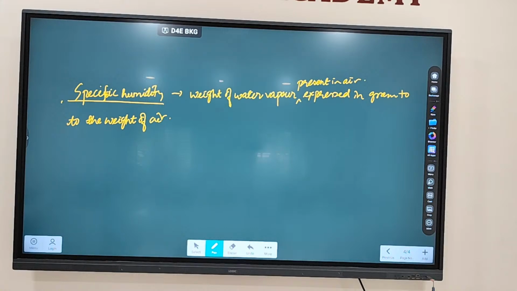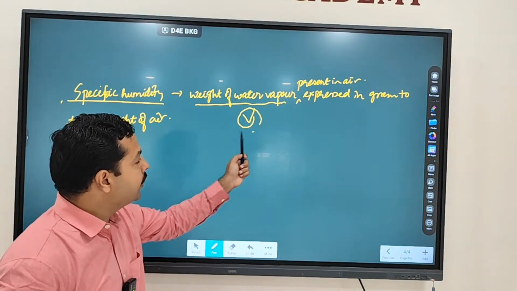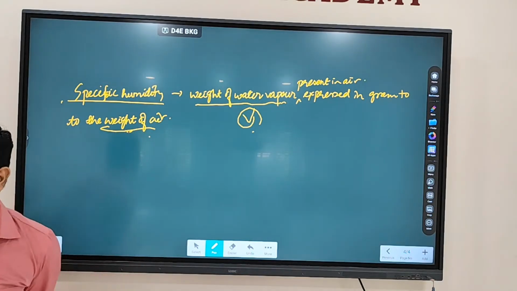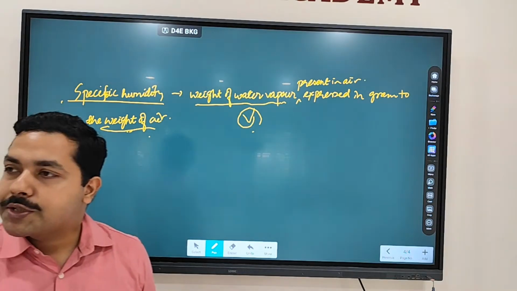So what is the difference that you are finding between the definition of absolute humidity and the definition of specific humidity? In absolute humidity also we are taking the weight of water vapor, but there it is compared with the volume of air, not the weight of air. In absolute humidity we are comparing it per unit volume of air. Here we are taking per unit weight of air rather than volume of air. That difference lies between absolute and specific humidity.